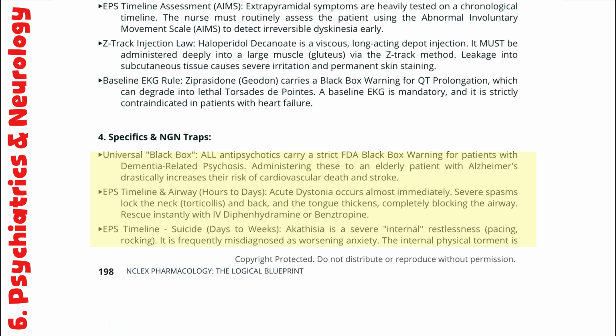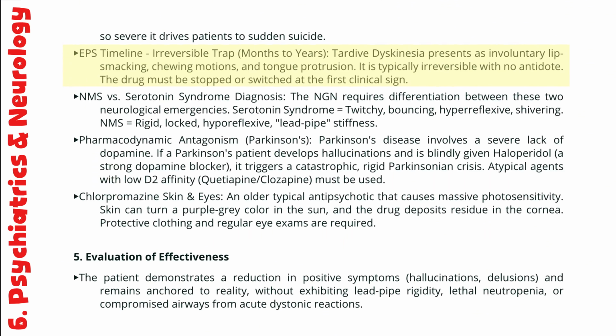Every antipsychotic in this class carries a black box warning against use in dementia-related psychosis. Learn the EPS timeline cold. Within hours, you get acute dystonia, a genuine airway threat, rescued with IV diphenhydramine or benztropine. Within days to weeks, you get akathisia, an internal restlessness intense enough to drive suicide. Within months to years, you get tardive dyskinesia, usually irreversible.